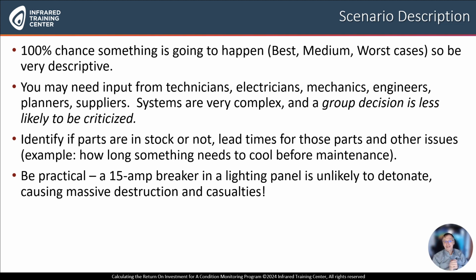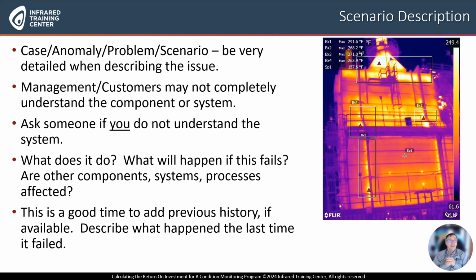Identify if parts are in stock or not. Lead times for those parts and other issues are very critical, like how long does it take for something to cool down before you can do maintenance, all right? And be practical. A 15-amp breaker in a lighting panel is unlikely to detonate, causing massive destruction and casualties, okay? And so this is where a lot of interface, particularly with electricians and mechanics, is important. What will happen if this fails? So be very reasonable on this.